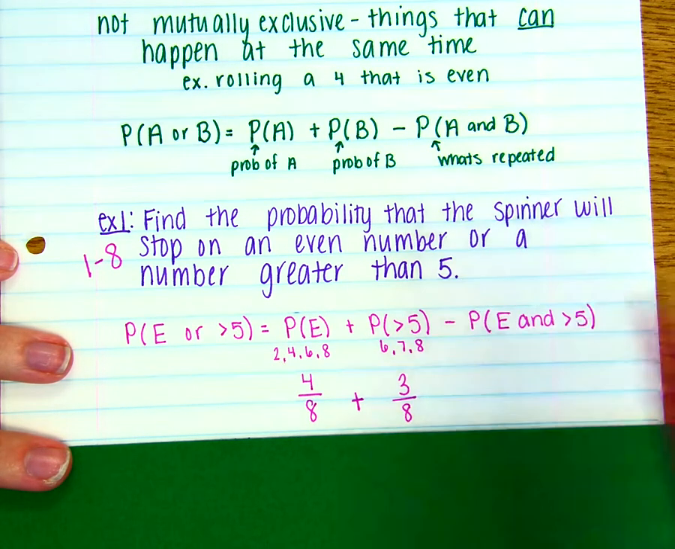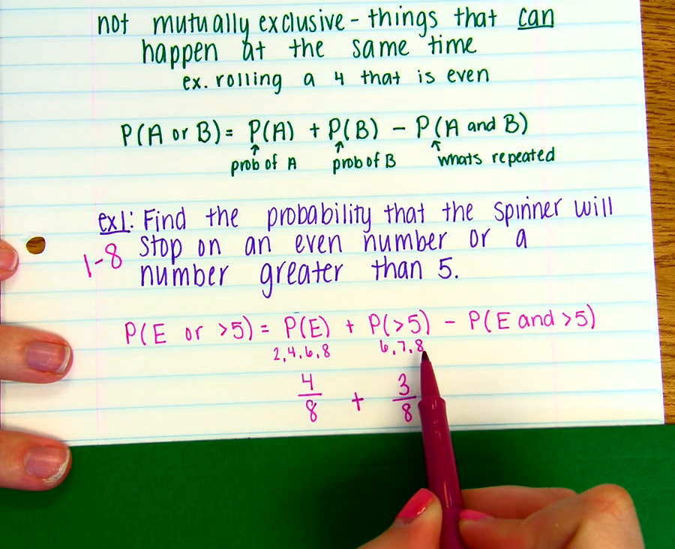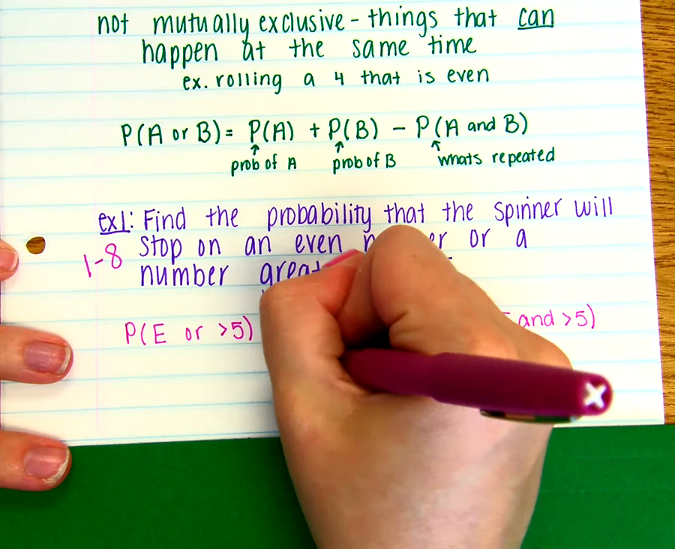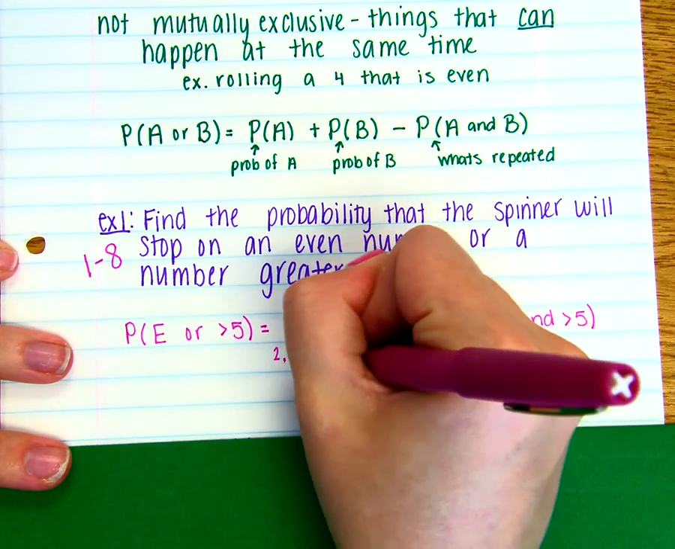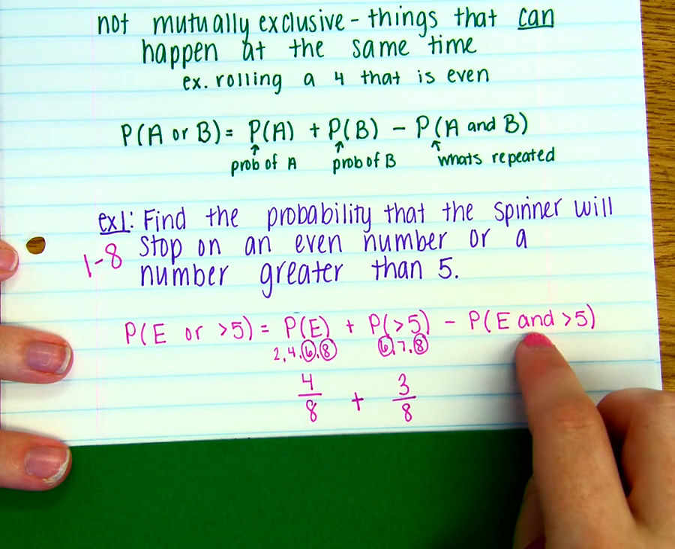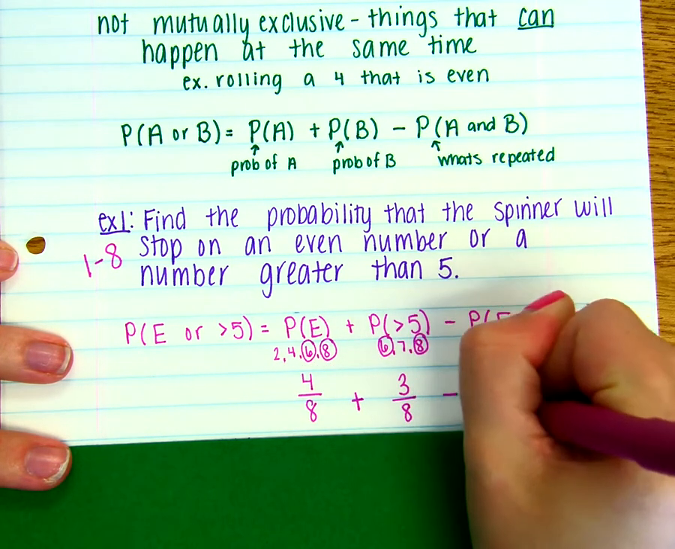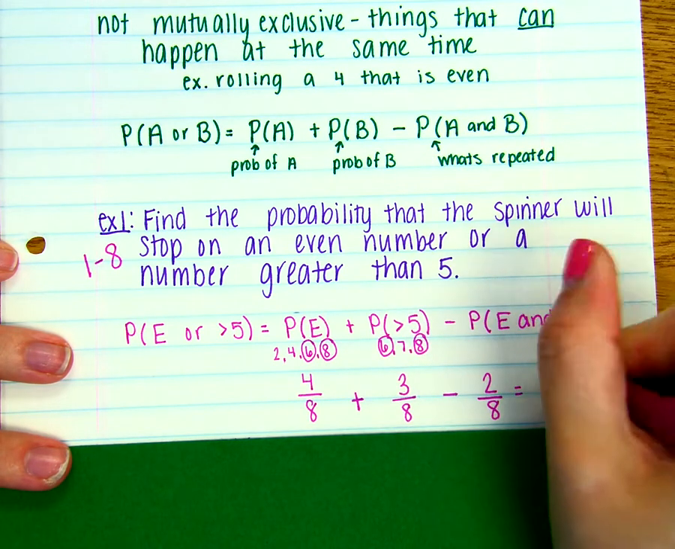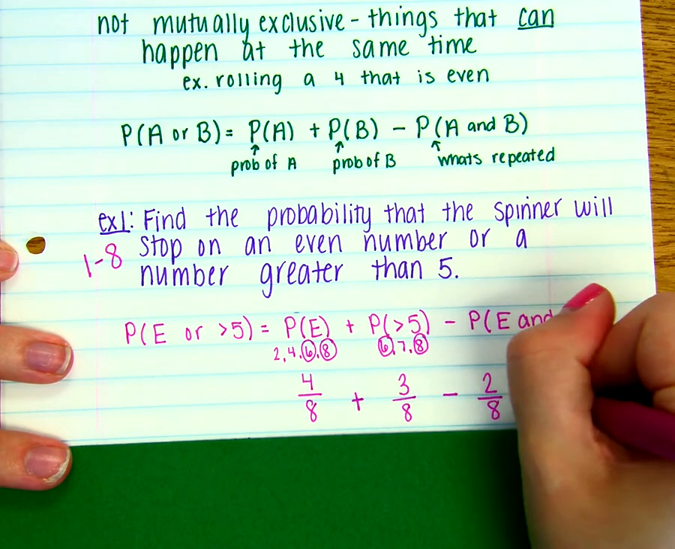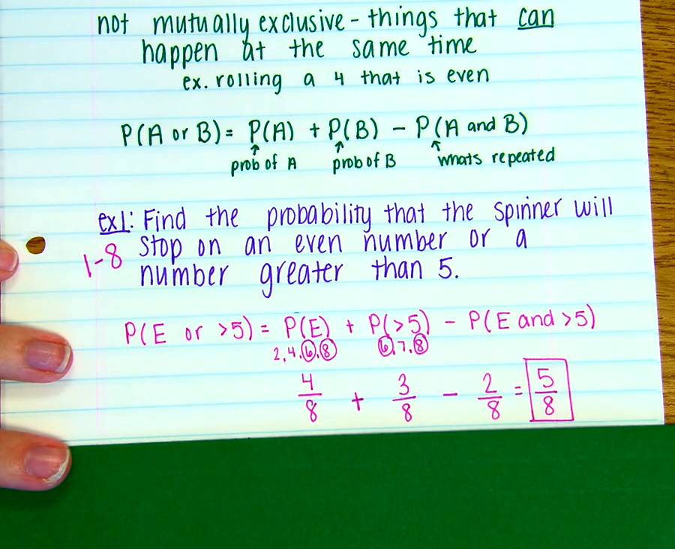And now we need to figure out what is being repeated. So what do you see listed under even that you also see listed underneath greater than 5? The 6s and the 8s. So how many things were being repeated here? 2 things, the 6 and the 8. So we're going to subtract 2 over 8. And that gives us our probability of 5 over 8, which doesn't simplify.